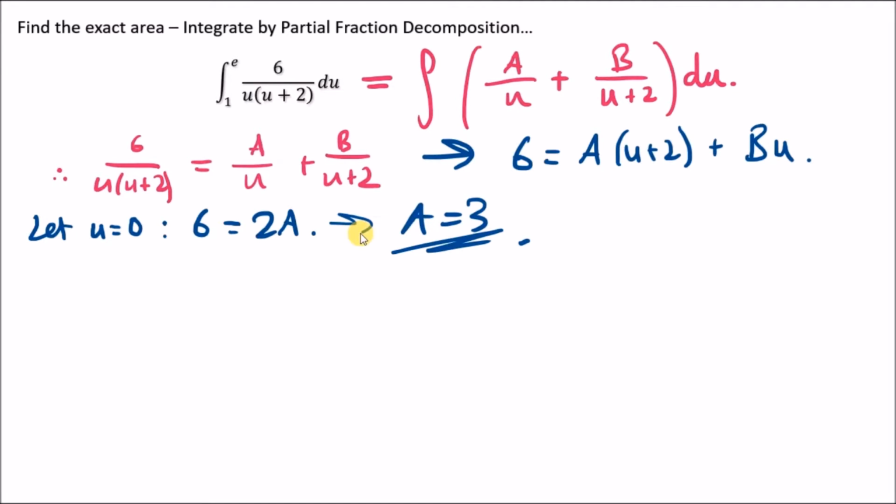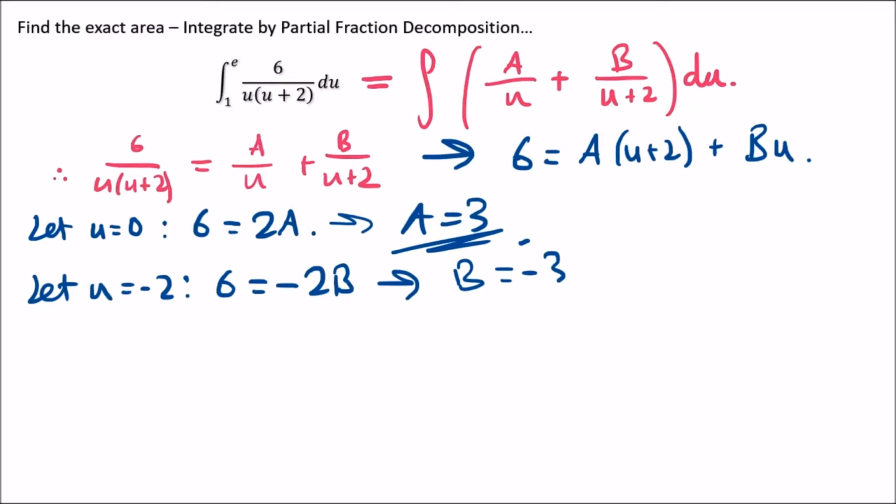Easy stuff. Now the same thing applies here, so let's pick another value for u, as we're trying to find the value of B. So let's say u equals minus 2, so then this part will cancel out. When u equals negative 2, we're going to have 6 equals A times 0, which is 0, plus B times negative 2, so that'll be minus 2B. And likewise, B here would equal minus 3.